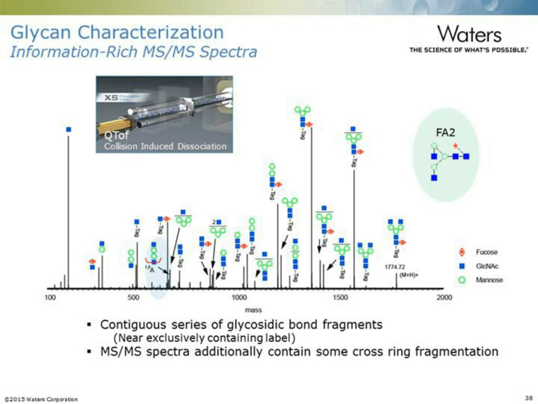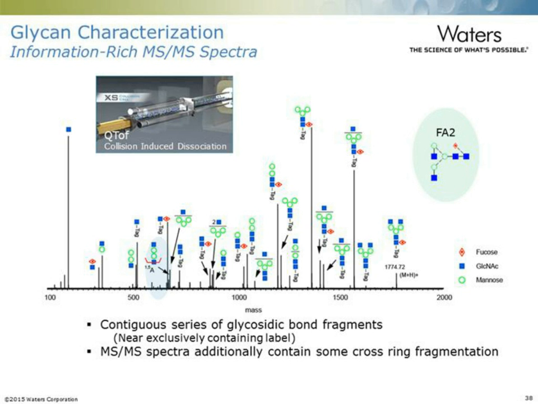An MS/MS spectrum for an FA2 glycan derivatized with RapiFluor-MS is provided to illustrate the quality of information afforded by the new labeling technology. The annotations in this spectrum inform on compositional and structural aspects of the precursor glycan. There is a contiguous series of glycosidic bond fragments, which nearly exclusively contain the labeled end of the glycan. In addition, lower intensity cross-ring fragments can be observed, such as the highlighted 1,5A fragment.